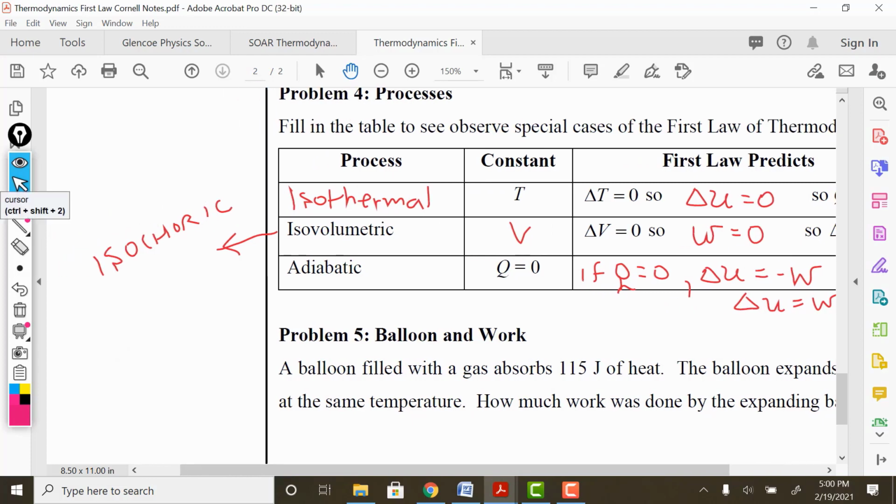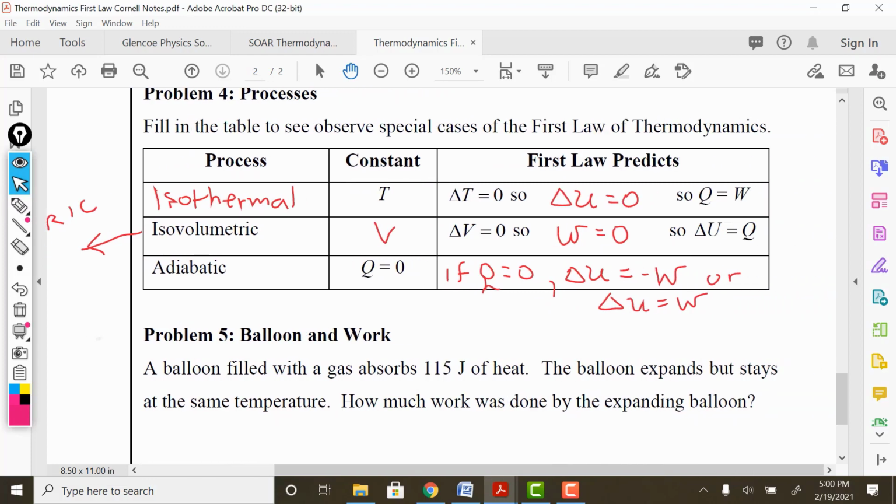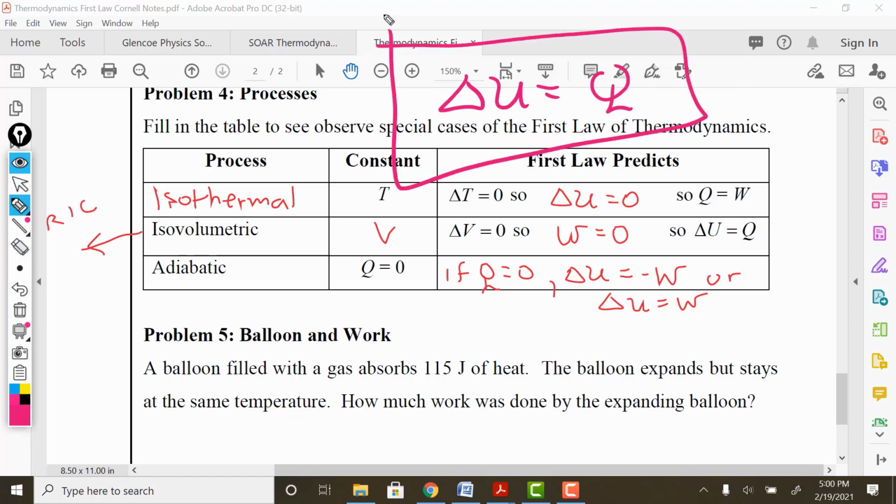Isovolumetric is also known as isochoric, and it means that the volume stays the same. So imagine if we're trying to heat up a balloon but it doesn't expand. If it doesn't expand, there's no displacement. That means the work is zero. And with my first law of thermodynamics, we have Q minus W. If there's no work being done, then we end up with delta U is equal to Q. So the change in the thermal energy is the same as the heat.